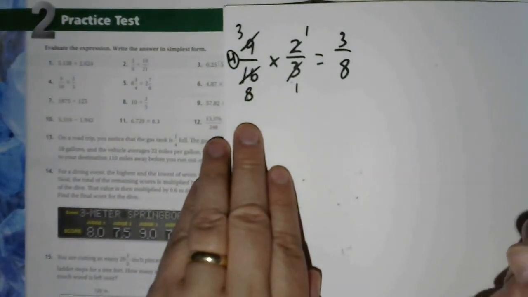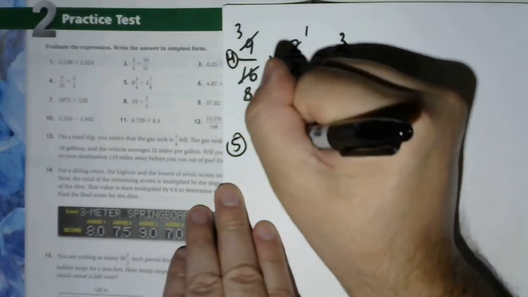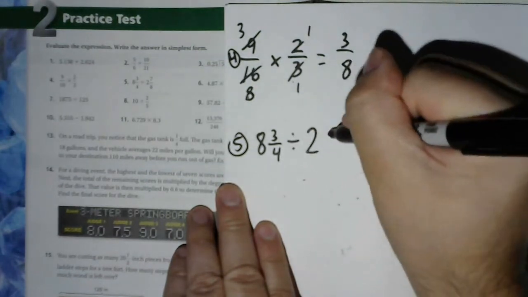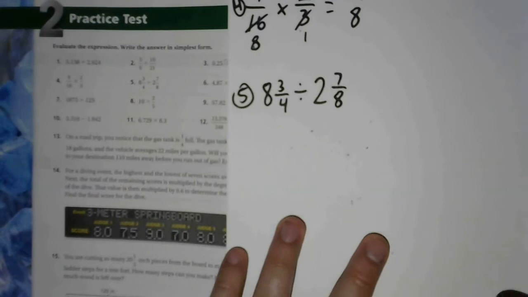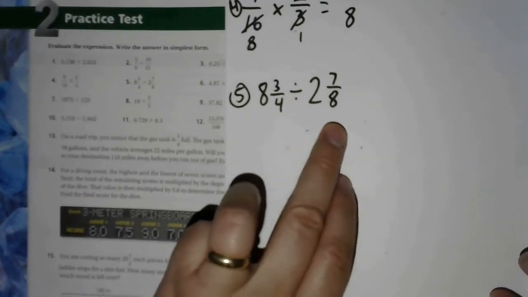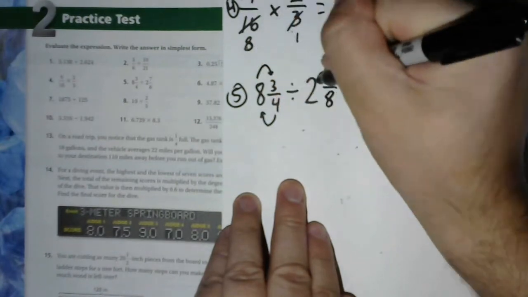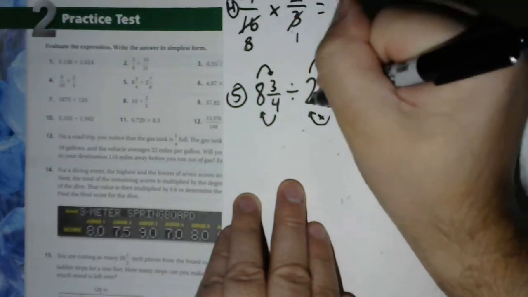Let's move on to number 5. Number 5, I'll write it down here. It says 8 and 3/4 divided by 2 and 7/8. Oh boy, now we're really starting to have to do some work here because I have mixed numbers. Remember, I want to turn those mixed numbers into improper fractions by multiplying and adding.